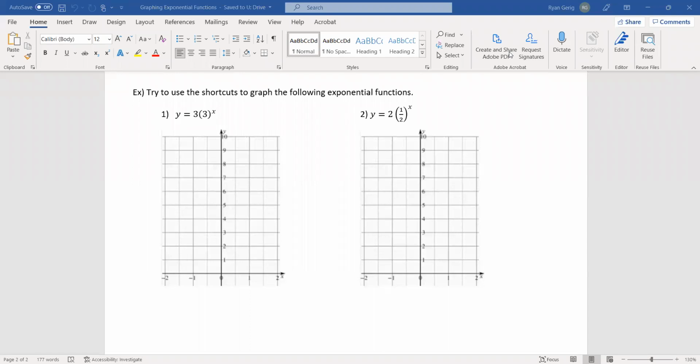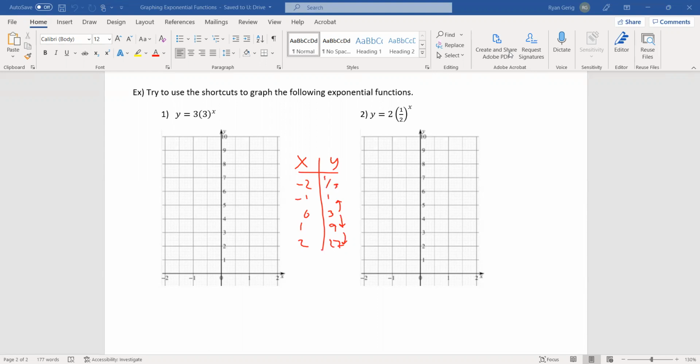Again, if you don't understand these, you can always plot the points with a table of values. I'm going to go ahead and make a table of values just to show you how quickly you can do this. The a value is 3, so I'm going to put 3 right here. The b value is 3, so that means I'm multiplying by 3 as I go down the table. So 3 times 3, 9. 9 times 3, 27. And then as I go the other way, I divide by 3. I do the opposite. So I multiplied by 3 as I went down. As I go up, I'm going to divide by 3. 3 divided by 3 is 1. 1 divided by 3 is 1/3.